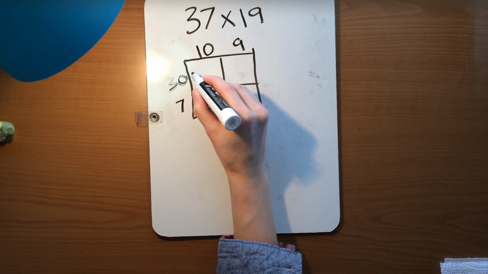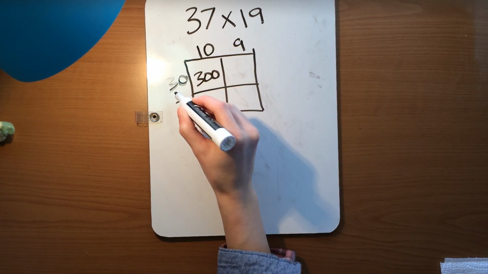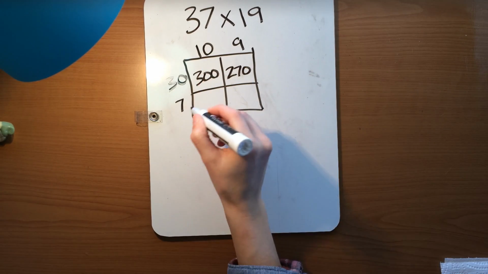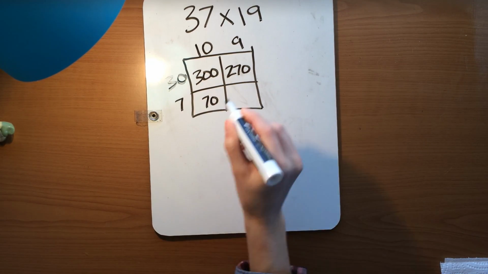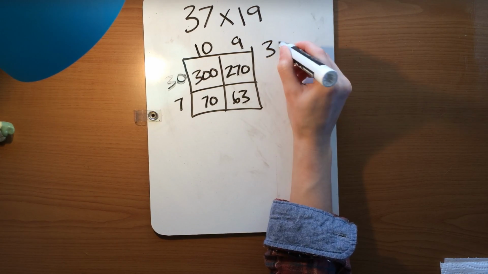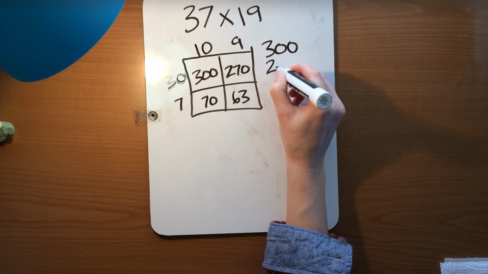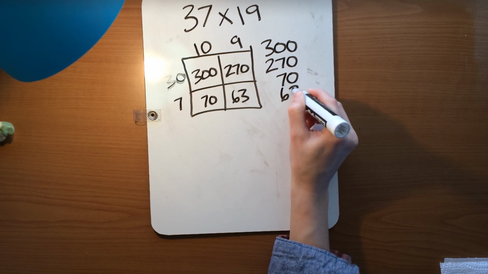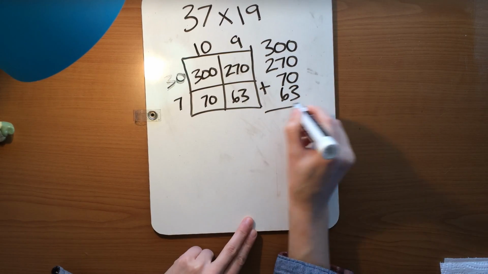So 10 times 30, 9 times 30, 10 times 7, and 9 times 7. We'll bring these numbers out to the side here. 300, 270, 70, and 63, and add them together.